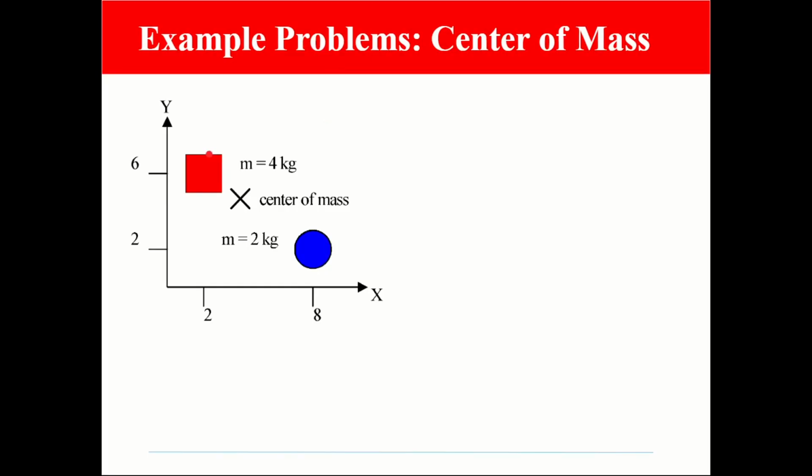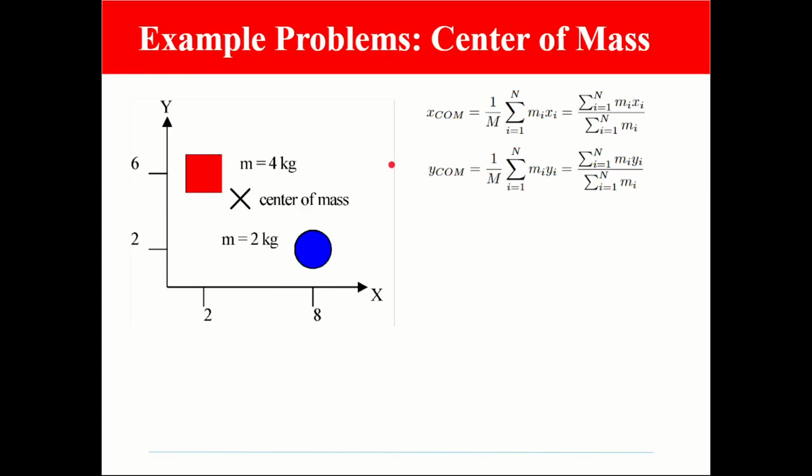What we have here are two masses. One red square over here has a mass of 4 kilograms, and it's situated at this point in space. Its x-coordinate is 2, and its y-coordinate is 6. Then we have this blue ball right here, where its x-coordinate is 8 and its y-coordinate is 2, and it has a mass of 2 kilograms. We expect that the center of mass would be situated a bit closer to the larger mass, so that agrees with what we saw in the previous slide.